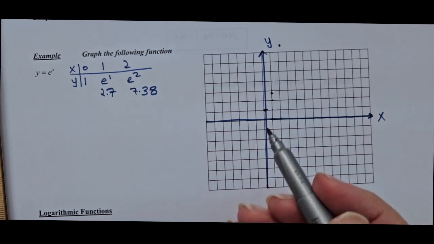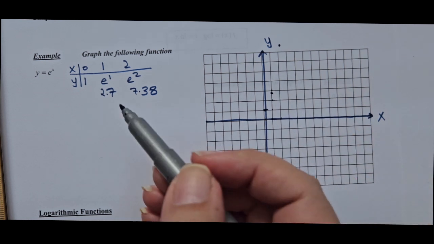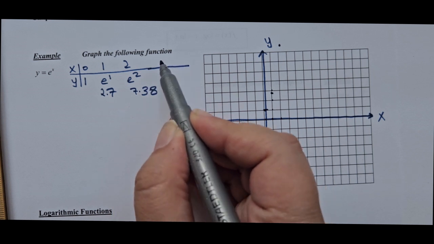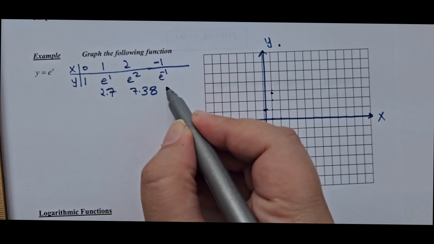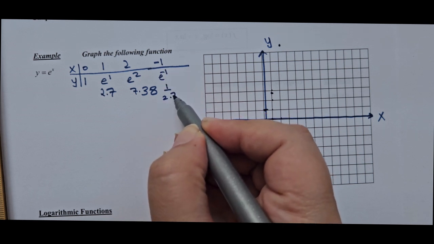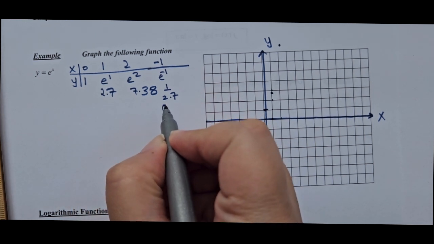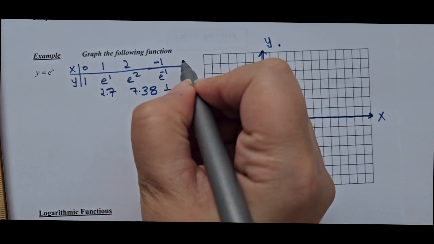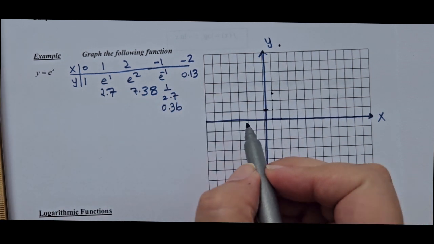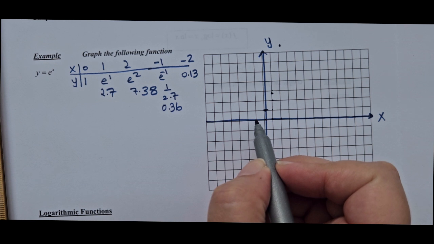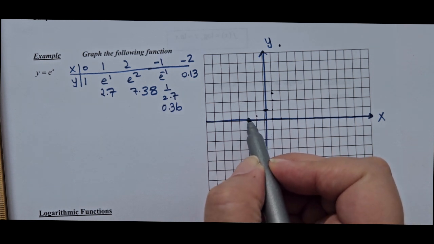I can connect them. In order to get a more accurate one, I'll go with some negative values for x as well. So it gives me an idea. So negative 1, which would be e to the power negative 1, which is 1 over 2.7, which would be 0.36. And if it's negative 2, it will come up to 0.13. So negative 1 and 0.3, and negative 2 and 0.1.